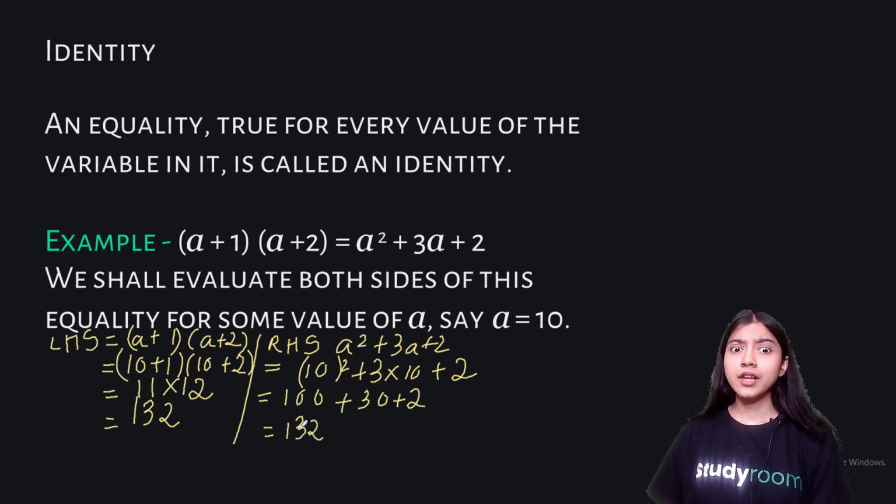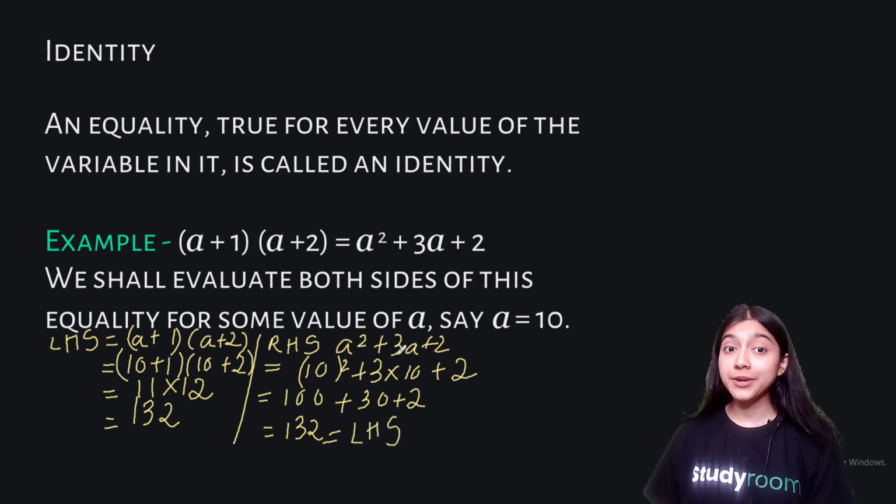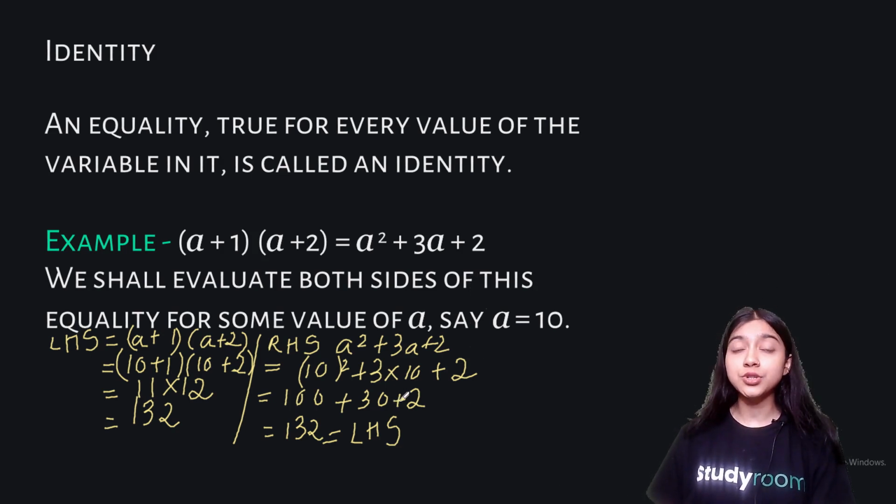Oh my god, this RHS has come equal to LHS. So we can write RHS is equal to LHS. So can I say that this is an identity? Why? Because when we put the value of a as 10 in the left hand side and on the right hand side, then we get the same answer. Aren't they identical? 132 and 132. Instead of 10, you try putting any value of a. Try putting a is equal to 5, a is equal to 3. Any value of a, you will get the same answer on the left hand side and on the right hand side.